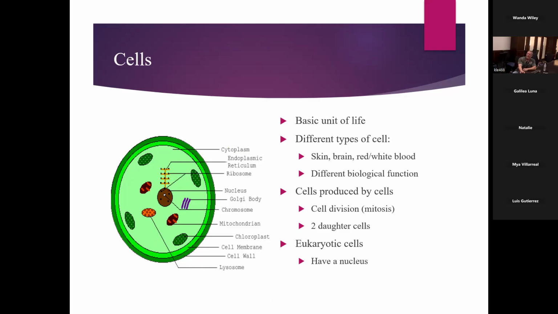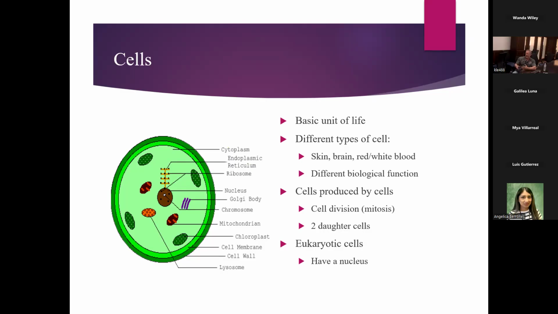So the cell is our basic unit of life. We have different types of cells depending upon where they are in the body. They're all going to have different biological functions. Cells make other cells. This is part of the cell theory of life, the basic theory that describes life on Earth. One of the tenets of that theory is that cells come from other cells. So cells just don't spontaneously come out of nowhere. They're actually produced from other cells.